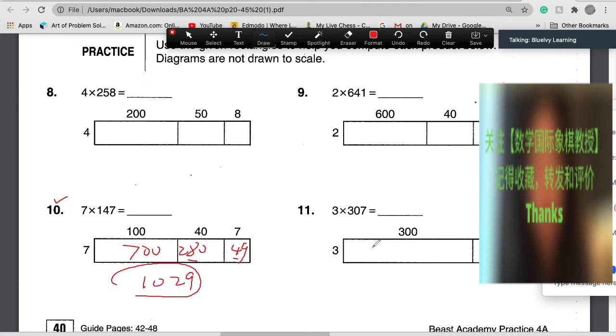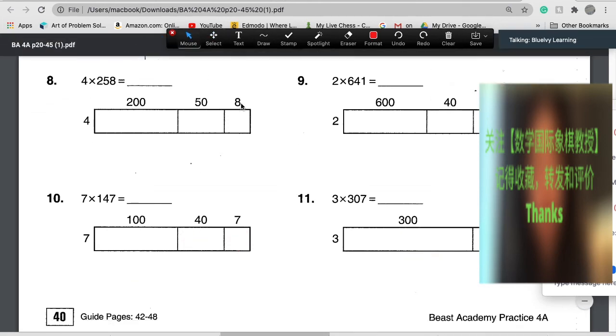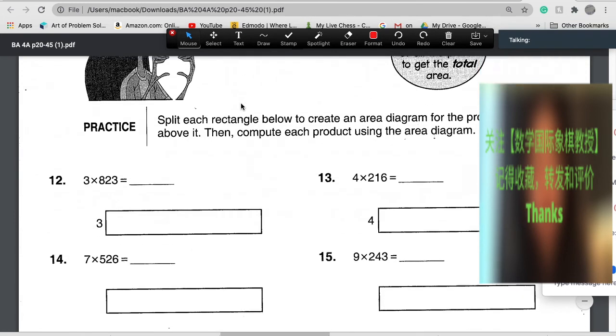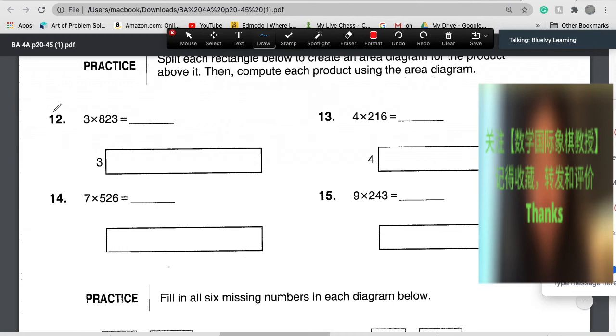So now let's go to 11. 3 times 307. What's your answer for this one? This one's easy. Okay, that's 900. This 21. 921. Yes, very good. Okay, now let's go to next page. This page, let's calculate this one. This one now, they did not separate for you, and you need to do it by yourself. Now let's work on 12. What's your answer for this one?